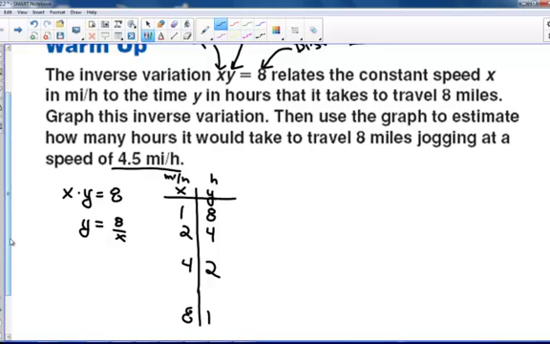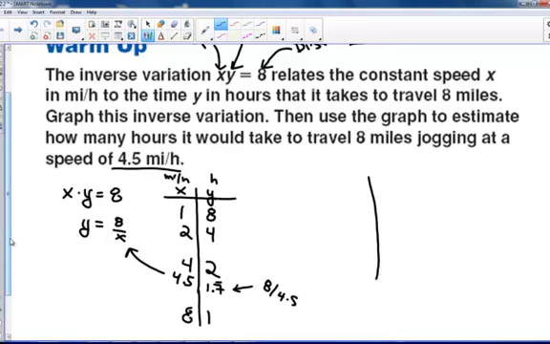Now, the question is 4.5. It's asking us to use the graph. But if we put 4.5 in for x in our equation, the answer is just 8 divided by 4.5. So if you do that on a calculator, you get 1.7 repeating. So 1 and 0.777 of an hour.